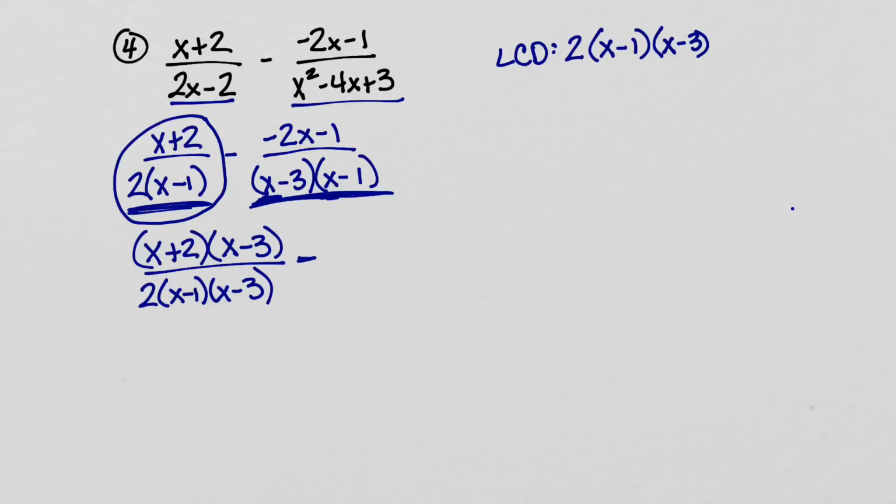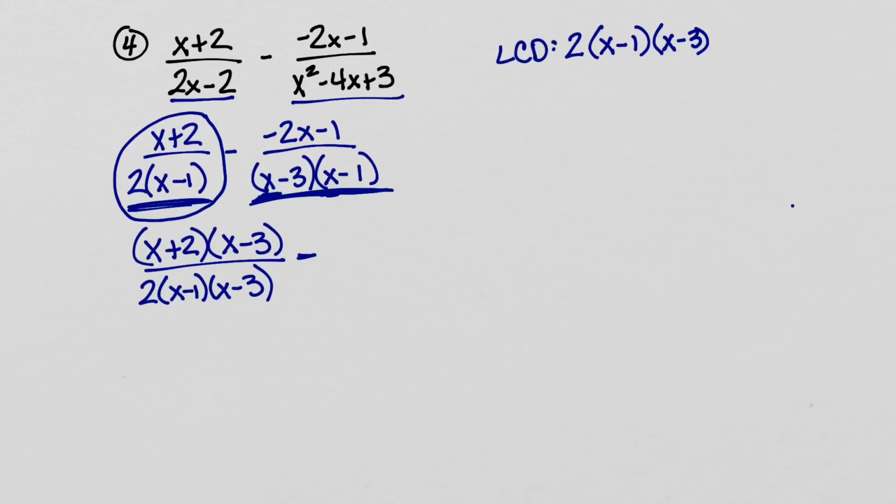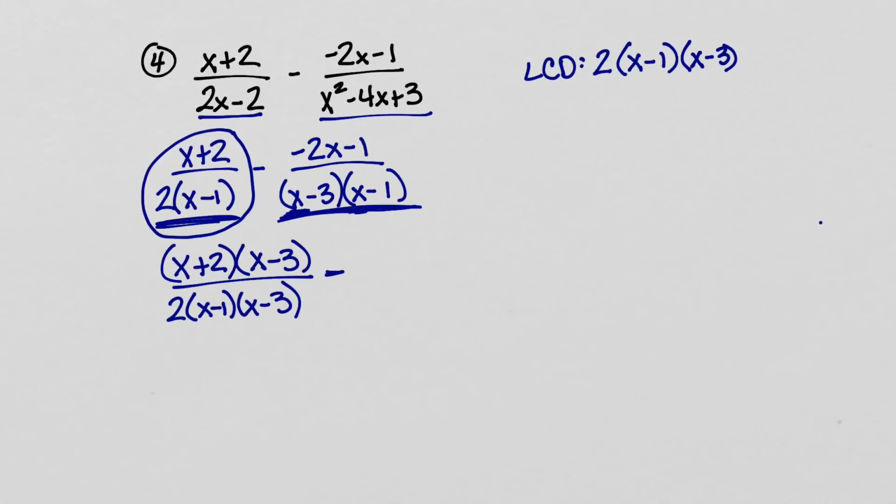This second fraction, the only thing it's missing is this 2. It has the x minus 3 and it has the x minus 1. So I'm going to take everything times 2. So I have the negative 2x minus 1 that was already there. I'm going to multiply it by 2. Take the bottom, and I'm going to move the 2 in the front here on the denominator. There we go. All right, and then it's a matter of simplifying some things.